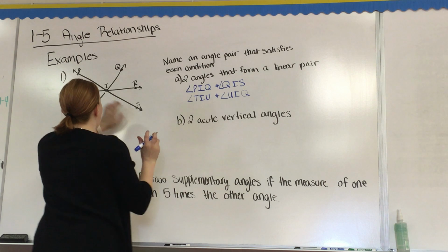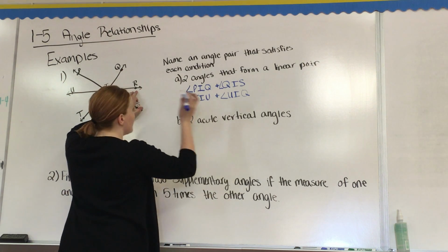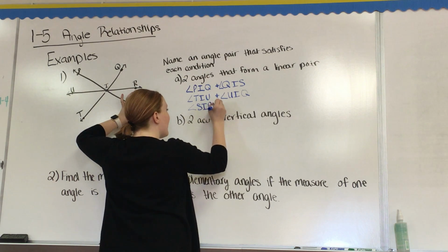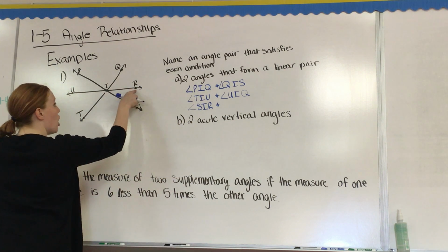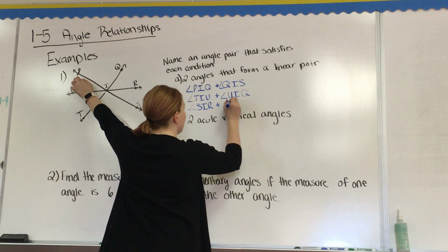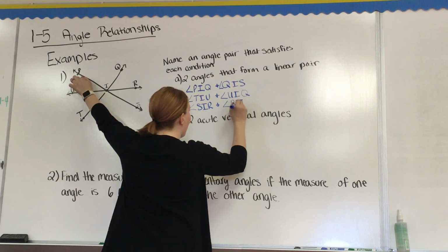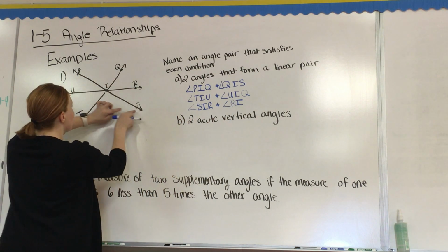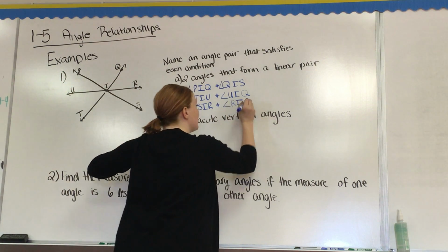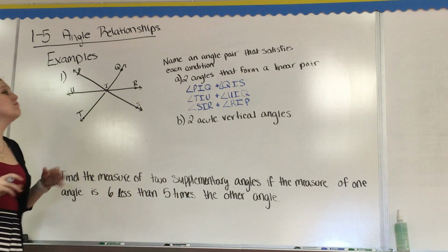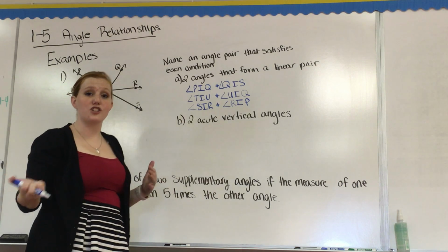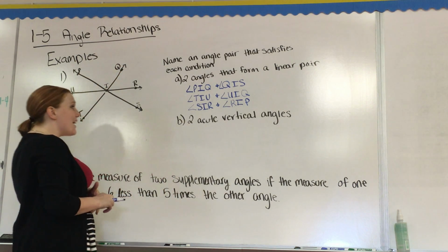Other options would be SIR. Let's do angle SIR. So we have SI and R, and then we need it to share a side, so RI, and then make a straight line. So we're sharing that side RI right here. We have to make this SI into a straight line, so we're going to go to P. Many other examples in this. I want you guys to come up with a few more. If you have any questions, feel free to ask me.